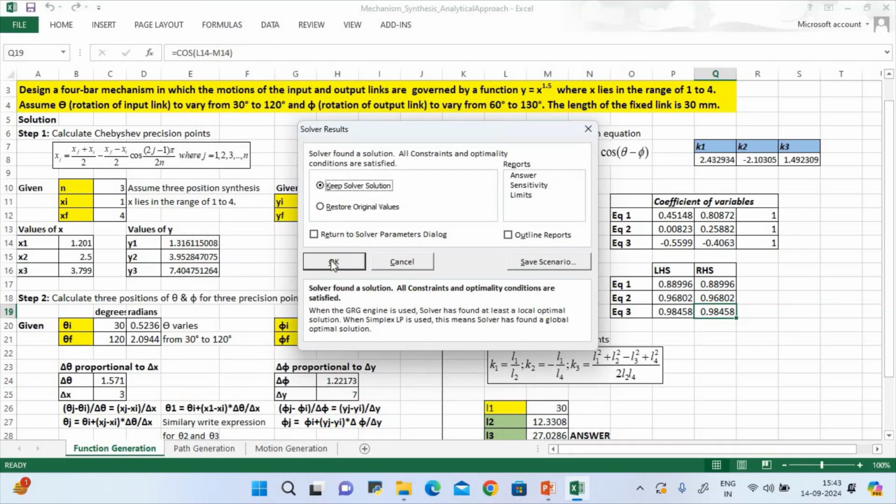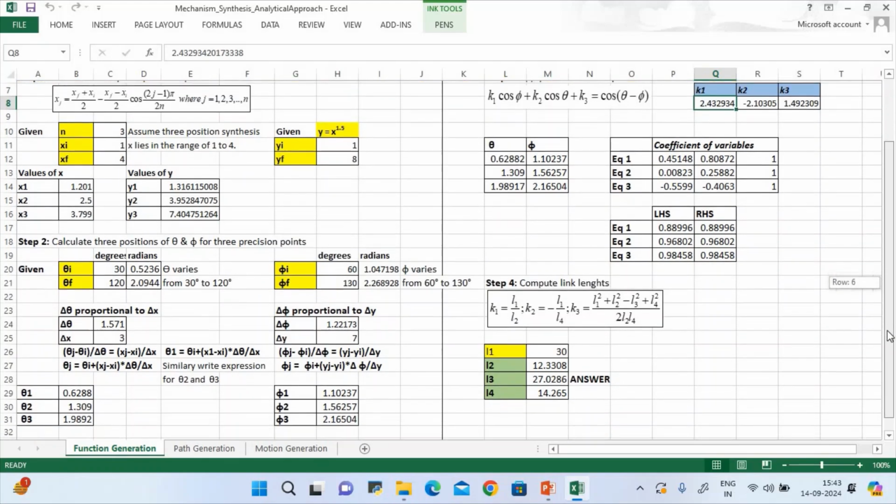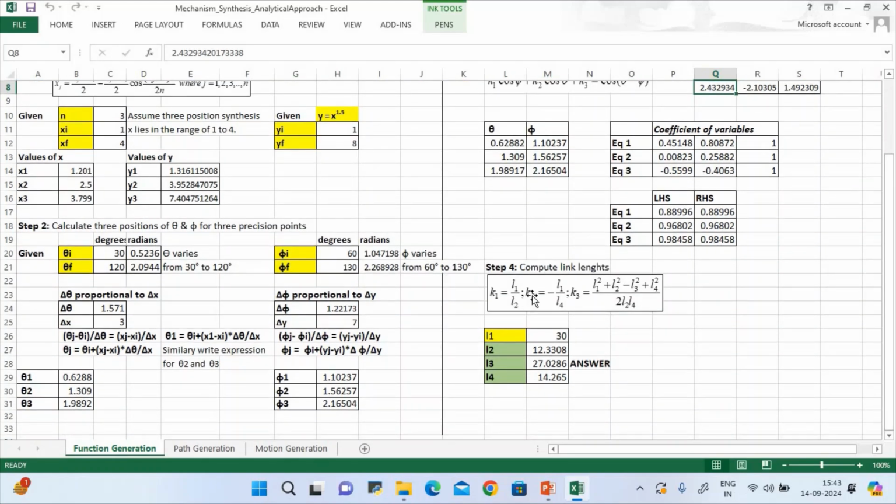Now as soon as you click on solve, you can easily see here we are obtaining 3 values for K1, K2 and K3 respectively. Once these 3 values are obtained, the next steps are very simple. We already have these expressions: K1 equal to L1 by L2, K2 equal to minus L1 by L4, and K3 equal to (L1 square plus L2 square minus L3 square plus L4 square) divided by 2 L2 L4. L1 is provided to us, that is 30 mm.